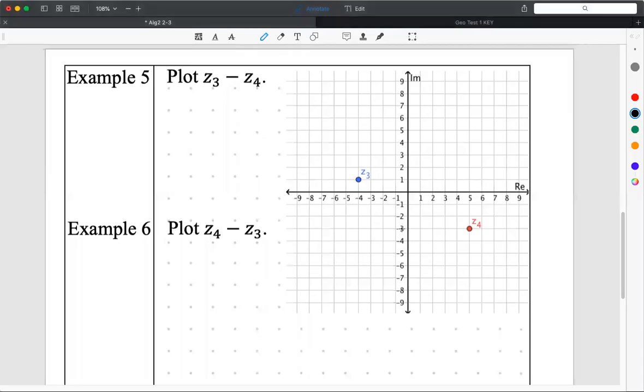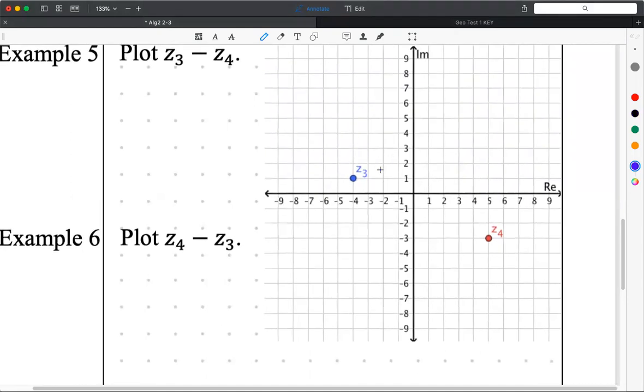All right, Jessica, tell us what to do. So tell us what the coordinates of Z3 and Z4 are, first of all. What is Z3? How much am I moving left? The coordinates for Z4? For Z, yeah, Z3 or Z4.